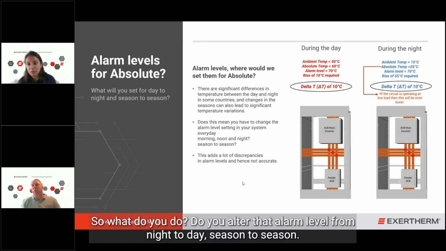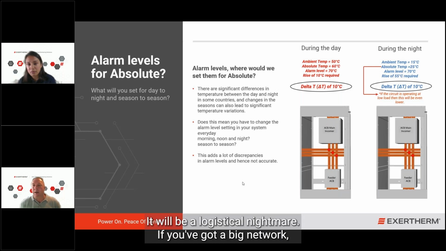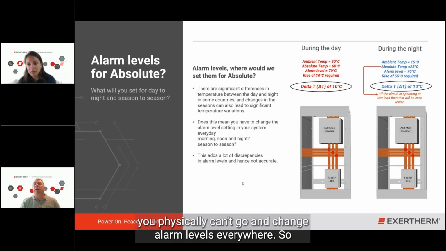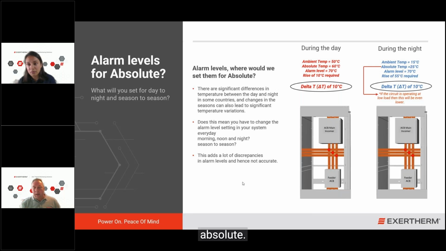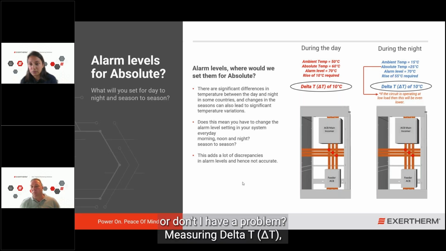So what do you do? Do you alter that alarm level from night to day, season to season? You'd be moving them every other day. It will be a logistical nightmare. If you've got a big network, you physically can't go and change alarm levels everywhere. So, absolute, yes, it's giving you a value, but it's not giving you good data that says, have I got a problem or don't I have a problem?